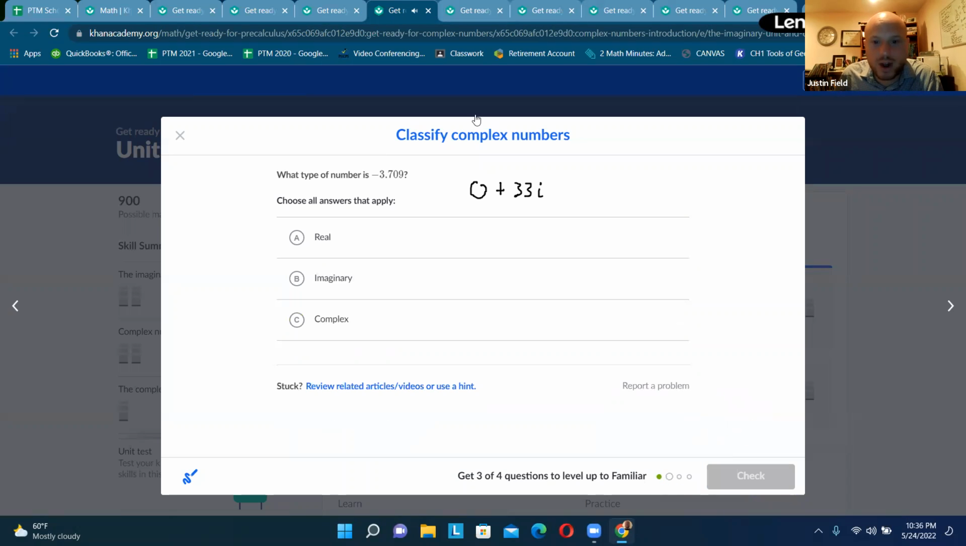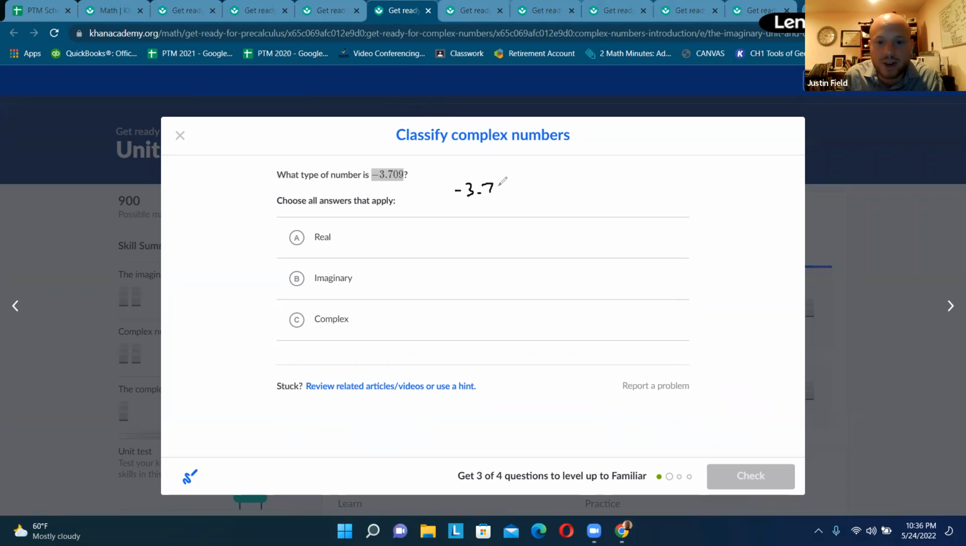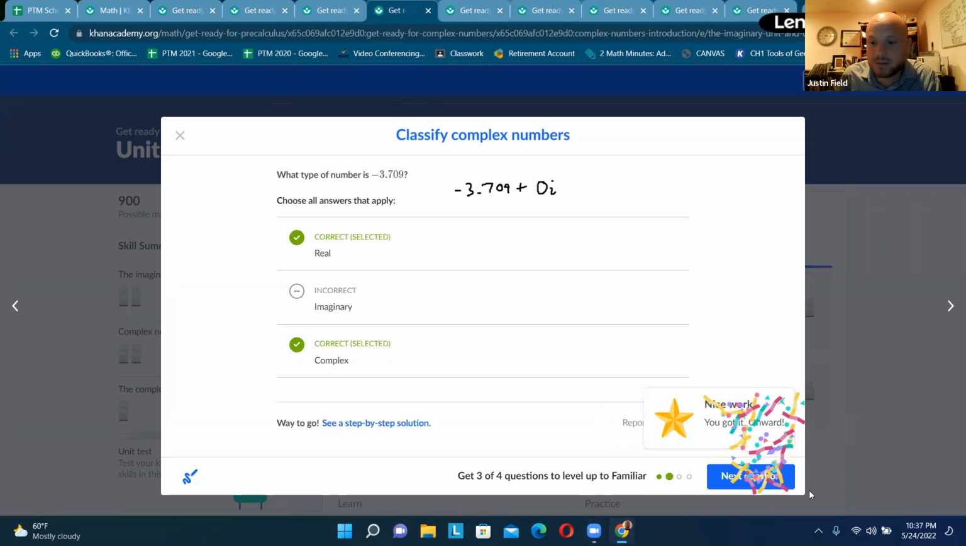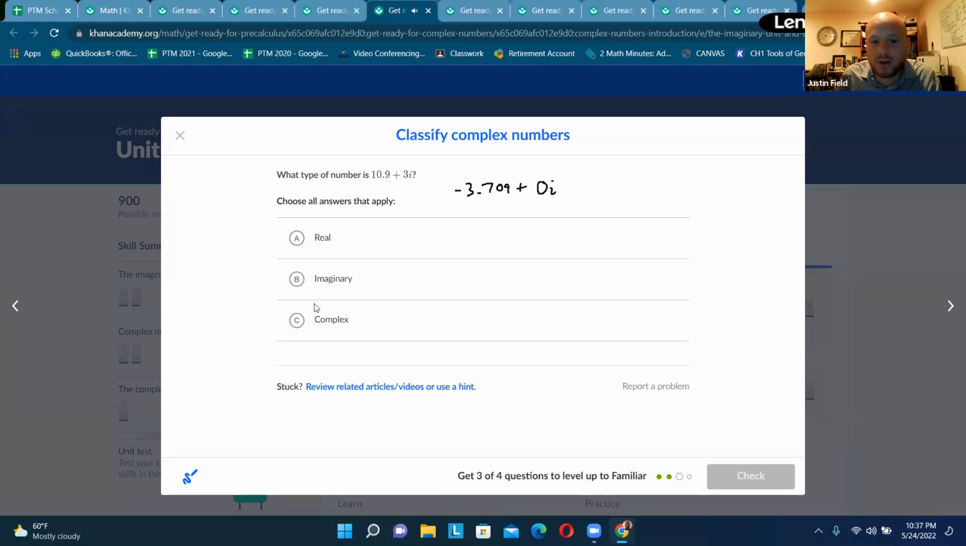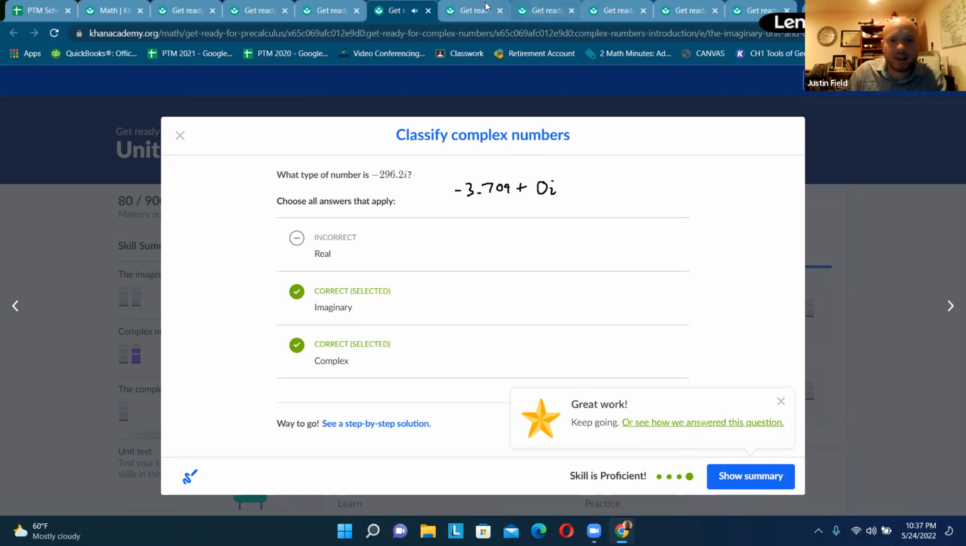All right, let's try again. So now what about this? Would that mean that this is complex too? Because it could be 0i. Let's do negative 3.709 plus 0i. That's a complex number. And so we're going to say real and complex. We're learning, we're getting it right. And this is just complex. It's just plain old complex. All right, complex and imaginary. All right, look at that.